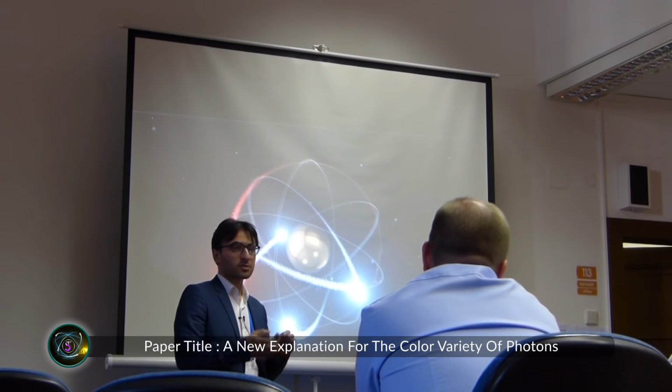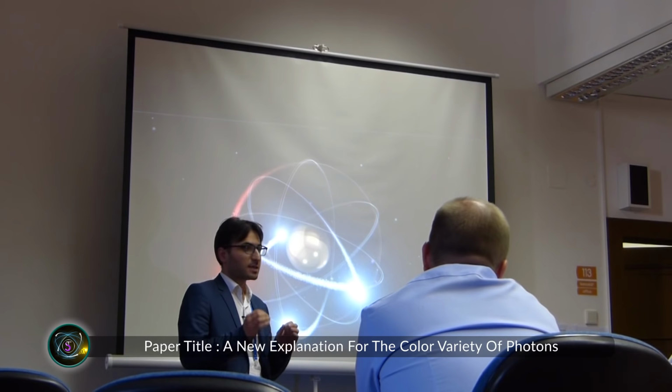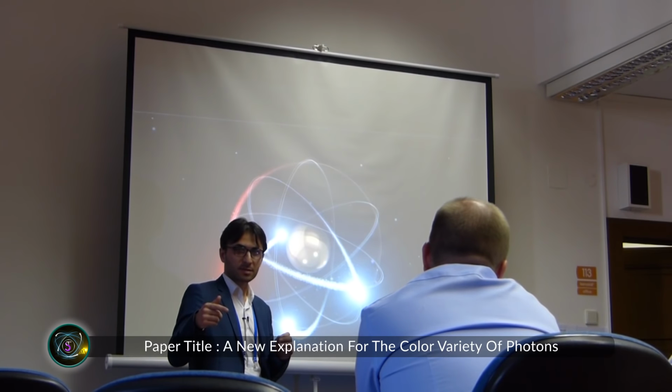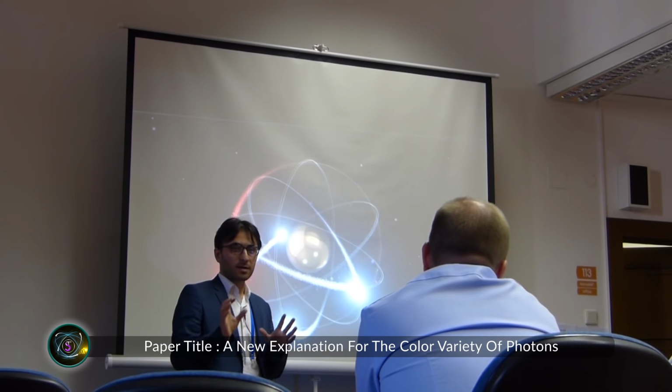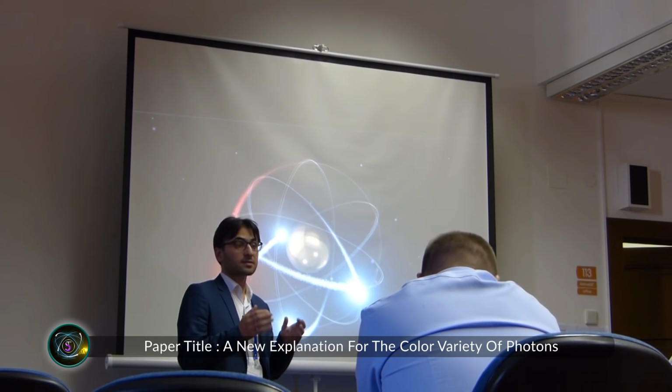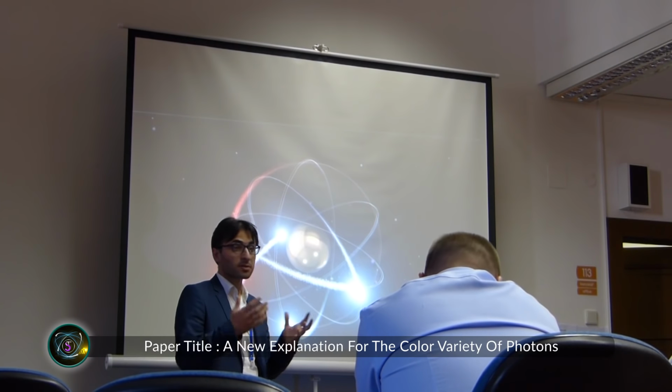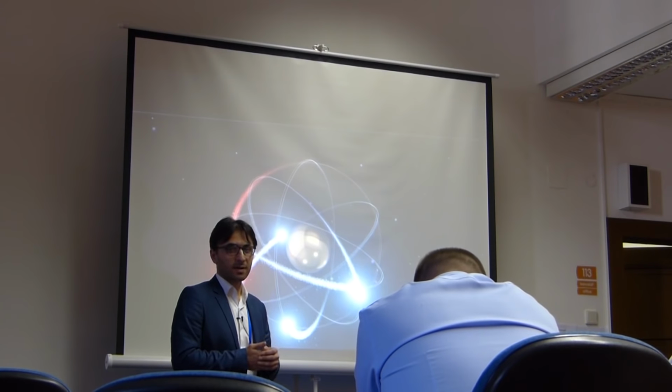Just as a result, I could say that the most important point about the color variety of the photon is the gyro radius of this three-dimensional motion. So we have to take this element into consideration, and after that we can calculate the energy of the photon, and we have a really coherent and complete explanation for the color variety of the photon.